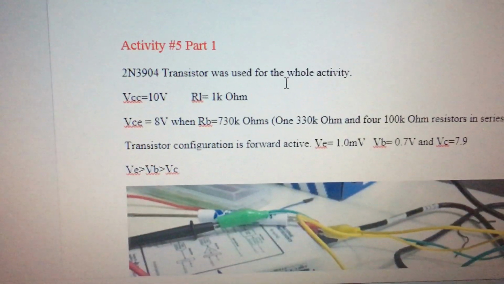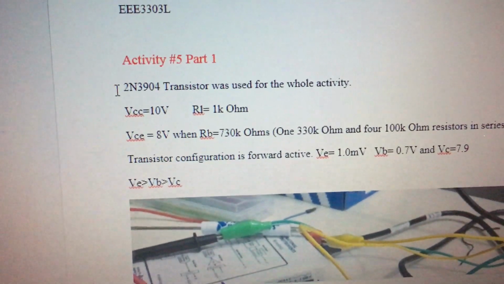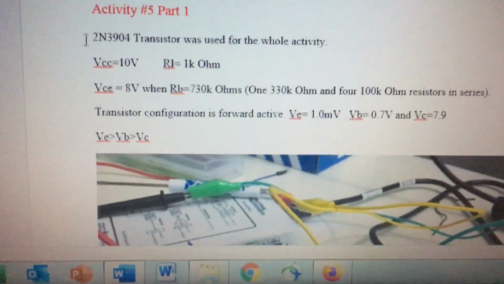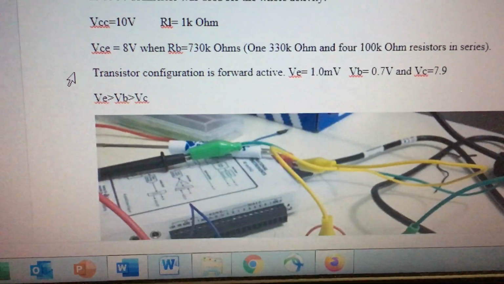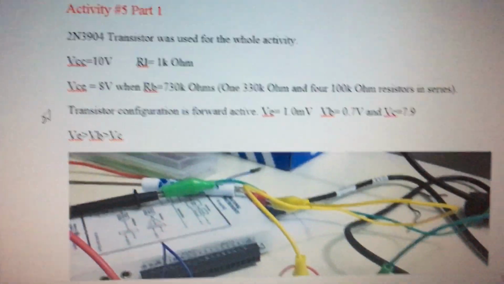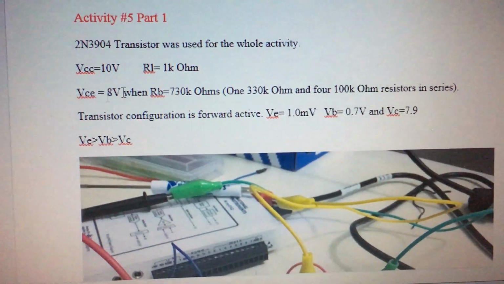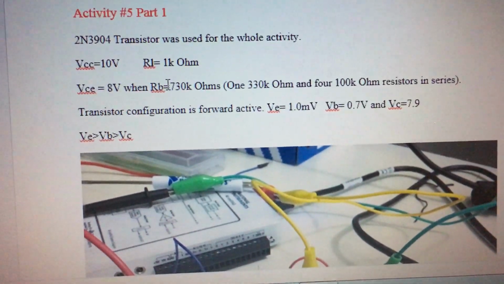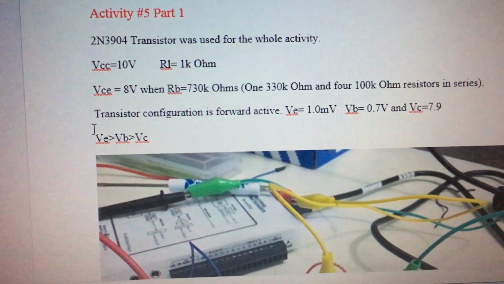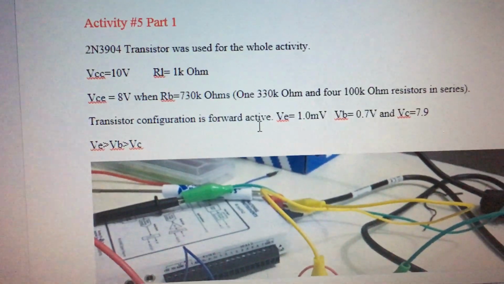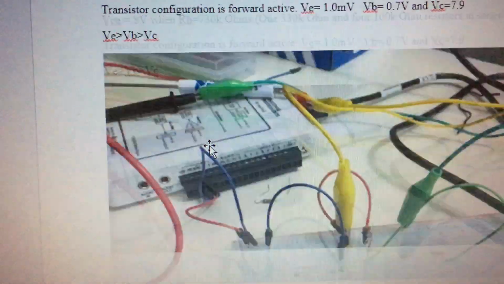So we begin with Activity number 5, part 1. The quick note is just that transistor 2N3904 was used for the whole activity. The collector bias is 10 volts with the load resistor being 1 kilo ohm. When the voltage across the collector-emitter junction is 8 volts, the base resistor is valued at 730 kilo ohms, and we can see that the transistor configuration is forward active since the base-emitter junction is the highest out of all of them.